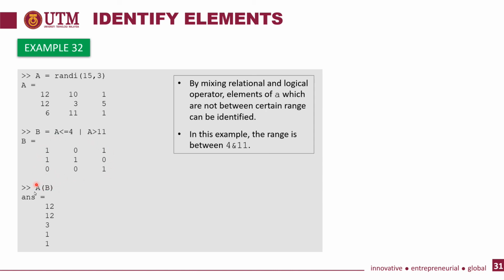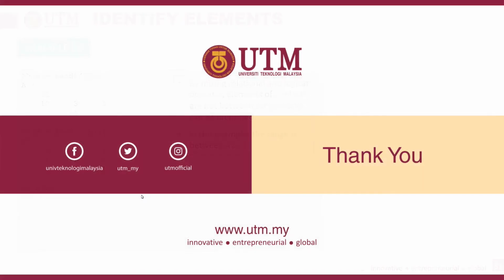And then if you want to list out the elements, as usual you can do a in bracket of the indexing, and it will list out all of the elements in the variable a which are less than or equal to 4 or greater than 11. So it will become 12, 12, 3, 1, 1.